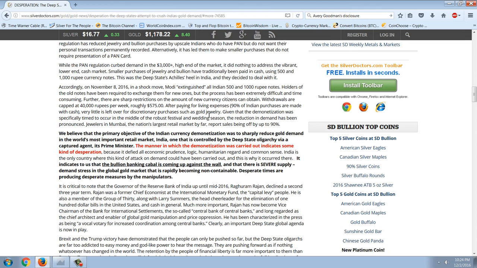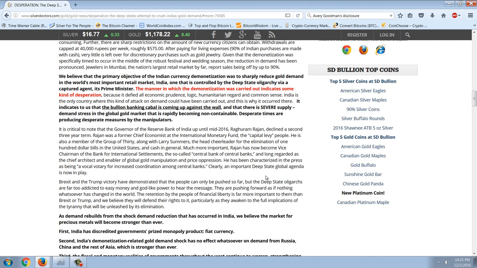Given that the demonetization was specifically timed to occur in the middle of the robust festival and wedding season, the reduction in demand has been pronounced. Jewelers in Mumbai, the nation's largest retail market by far, report sales being off by up to 90%. We believe that the primary objective of the Indian currency demonetization was to sharply reduce gold demand in the world's most important retail market, India, one that is controlled by the deep state oligarchy via a captured agent, its prime minister.